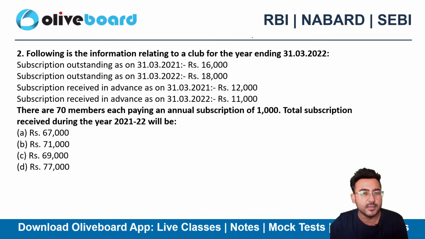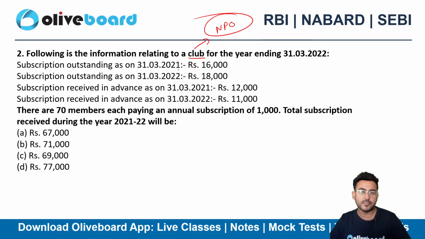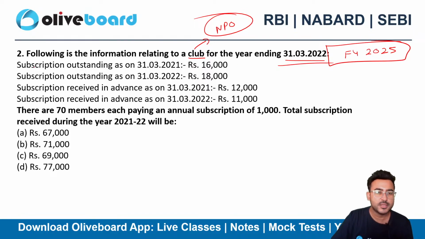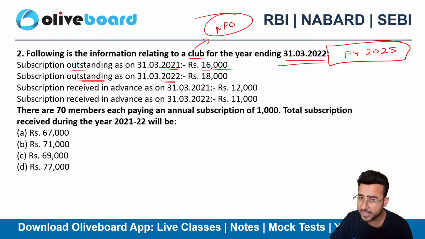Which of the following information is related to a club? A club is usually a non-profit organization, so this question came from NPO, not for profit organization, for the year ended 2022. The financial year we are considering is 2022. Subscription outstanding in 2021 is 16,000. Subscription outstanding in the current year 2022 is 18,000. Subscription received in advance: somebody has paid me subscription in advance in the previous year, and then subscription received in advance in the current year.